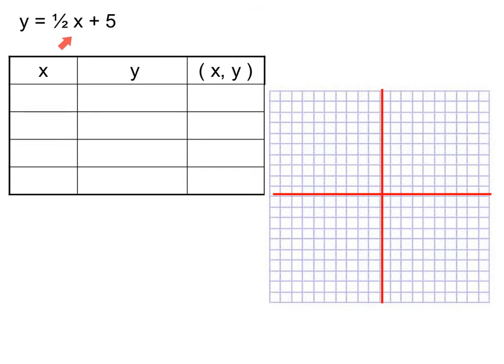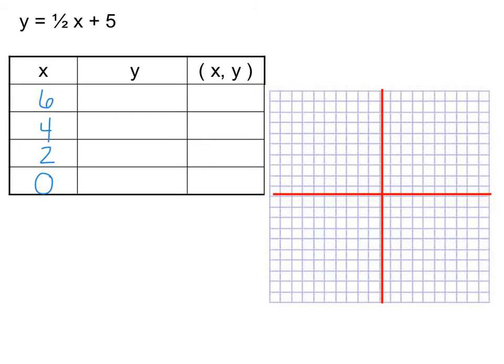So I need to be careful what I pick for x because I don't want to get fractional values or decimal values, because then that would mean I have to graph halfway in my grid lines, and I don't want to do that. I want to stay on the grid lines themselves. So whatever I pick for x needs to be evenly divisible by 2, which means I have to pick even numbers. So let's start with maybe let's have 6, 4, 2, and let's pick 0.